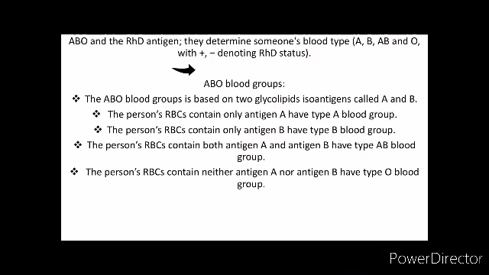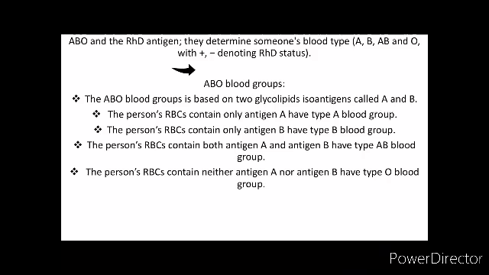Now, when we say type A blood group, so this person's RBCs contain only antigen A. If the person's RBCs contain only antigen A, they have type A blood group. If the person's RBCs have only antigen B, they will have type B blood group.